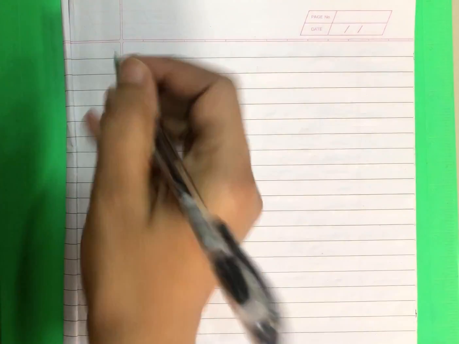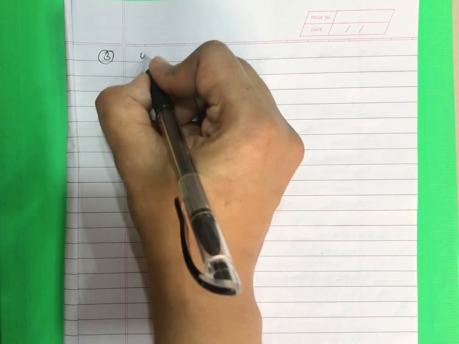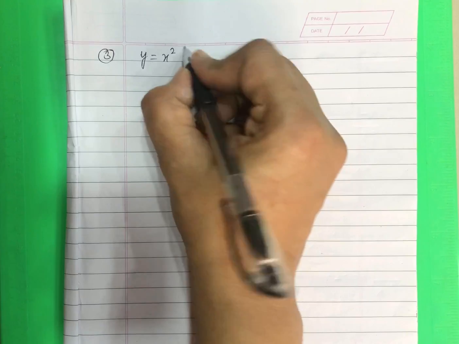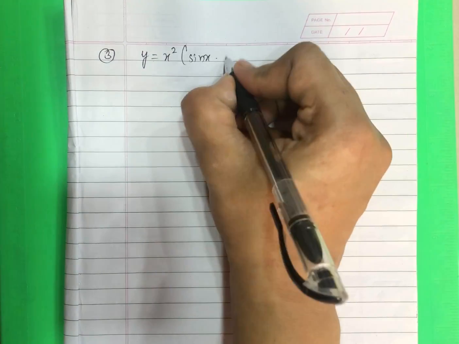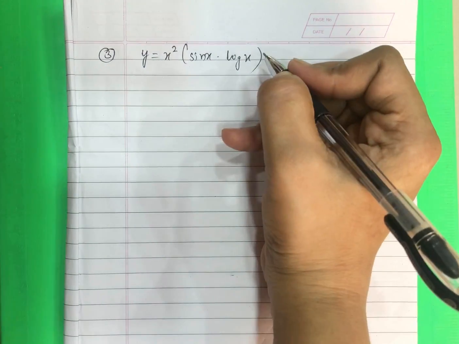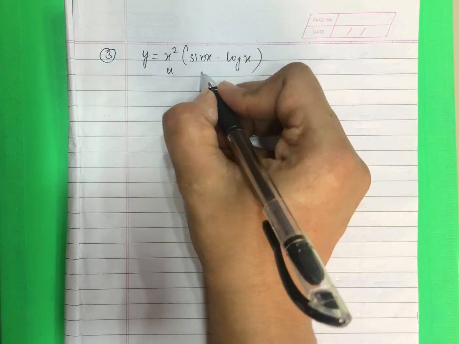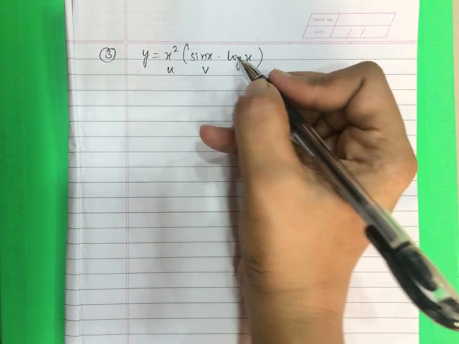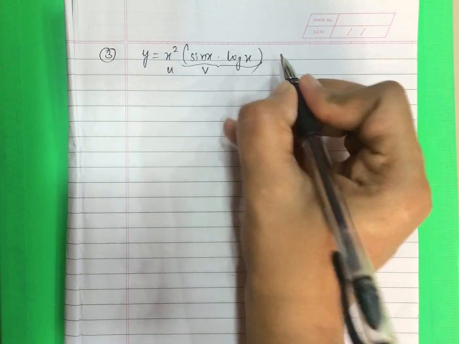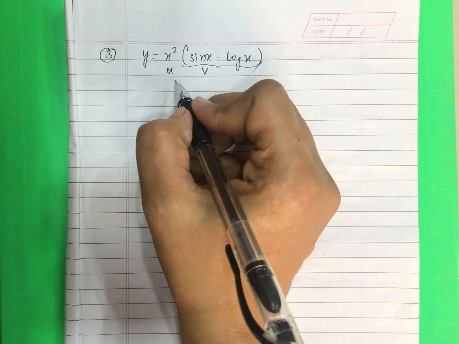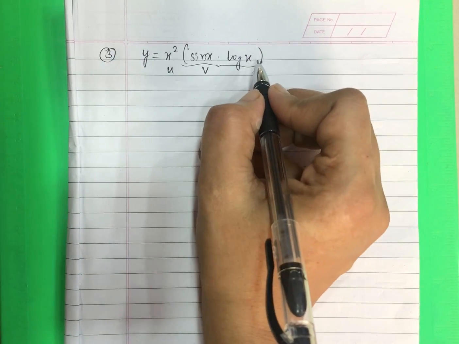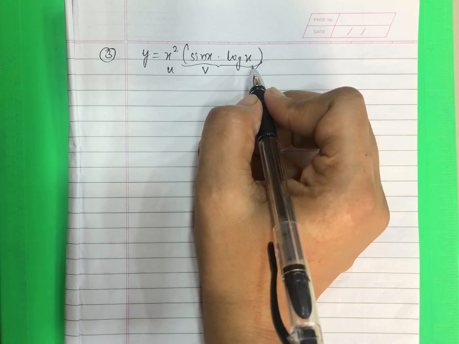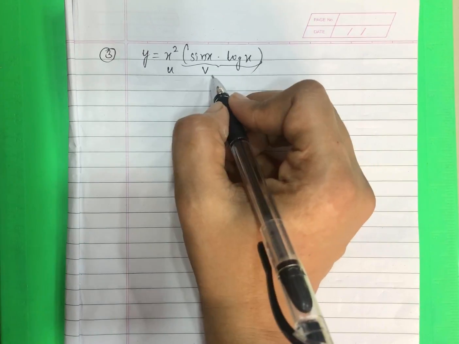Third is y is equal to x square sin x dot log x. So again we can use here the formula u and v. The two terms are here. So this x square we are taking as u and this entire bracket we are taking as v. That is sin x dot log x is v.